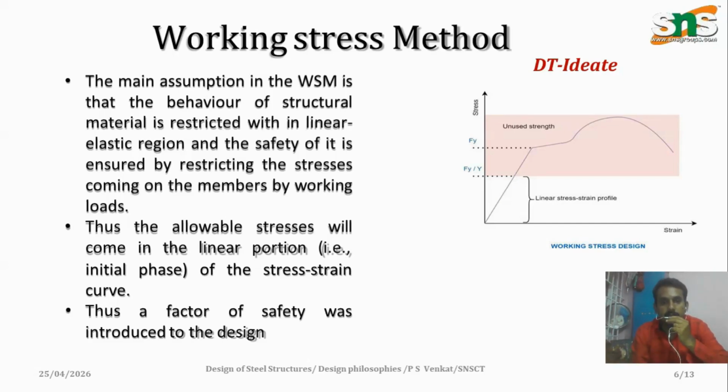Working stress method. The working stress method is based on the assumption that materials behave elastically under working loads. This means stress is directly proportional to strain and the structure remains within the elastic range. To ensure safety, we introduce a factor of safety which reduces the allowable stress. In simple terms, we design the structure so that the actual stress is always less than the allowable stress.